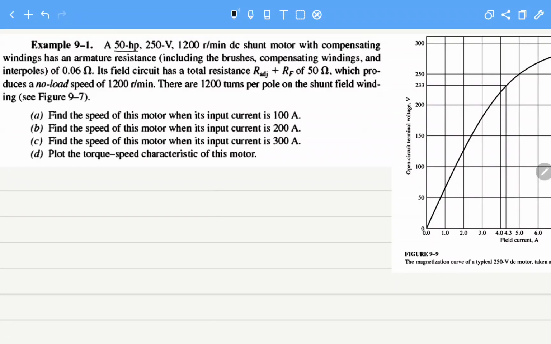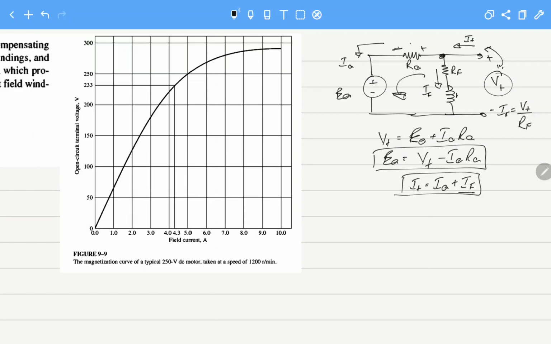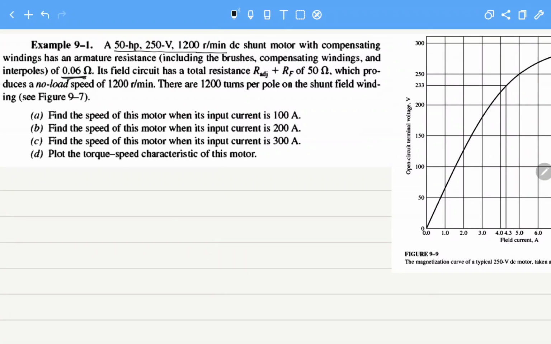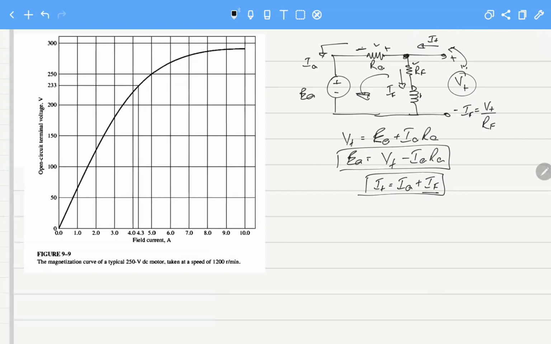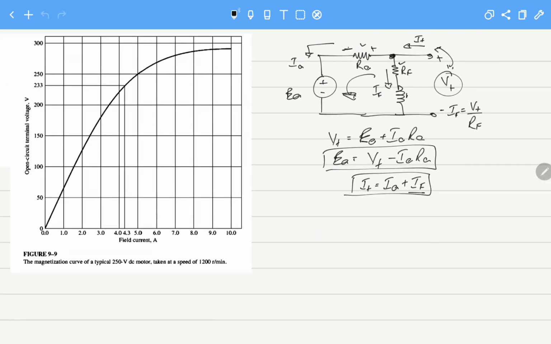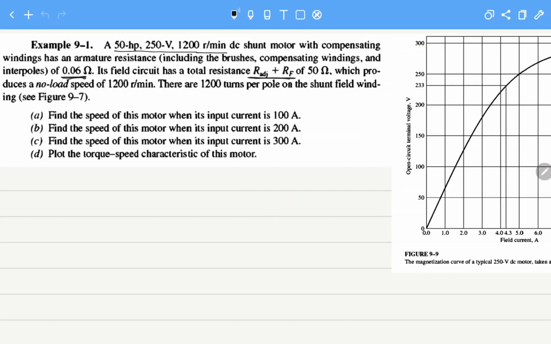It is saying the motor rating is 250 volts, 1200 RPM, and they have given us an armature resistance of 0.06 ohms. What is the armature resistance? This resistance. The field circuit total resistance is 50 ohms, and at no load the speed is 1200 rpm.